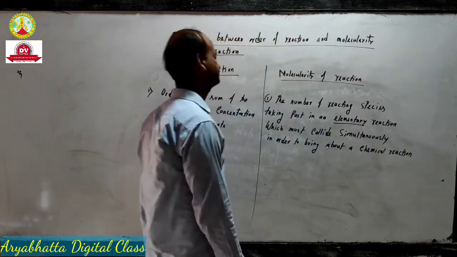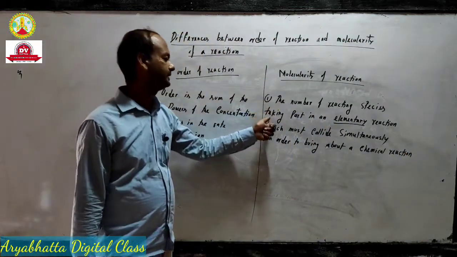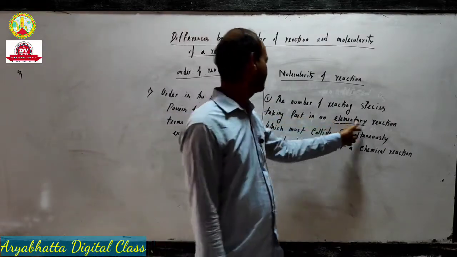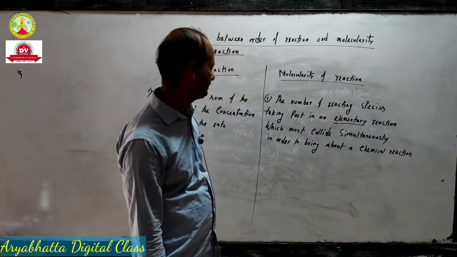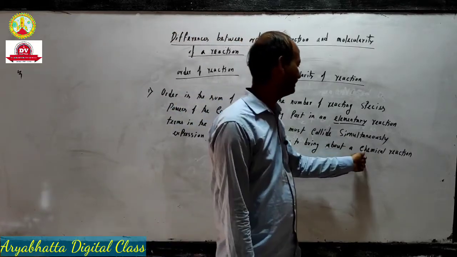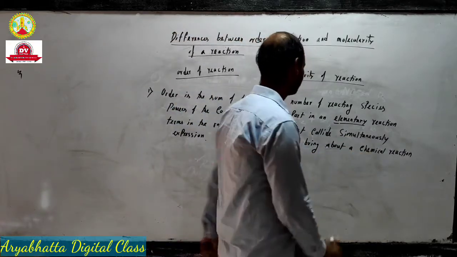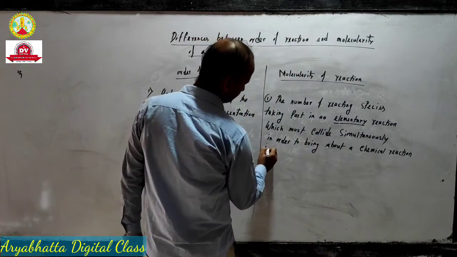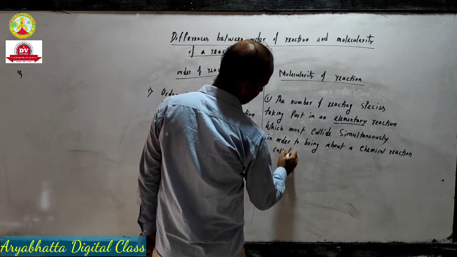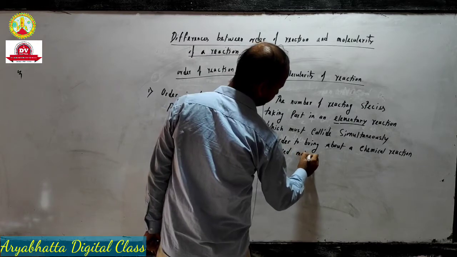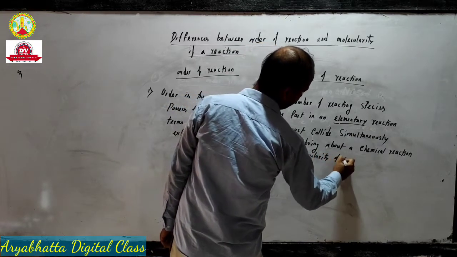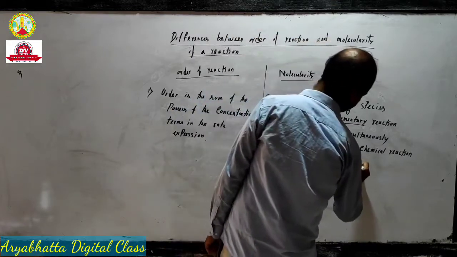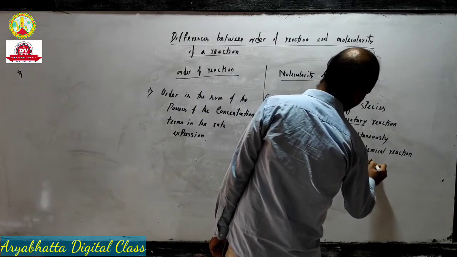Now let's see. The number of reactant species taking part in an elementary reaction, which must collide simultaneously in order to bring about a chemical reaction, is called what? It is called molecularity of a reaction.